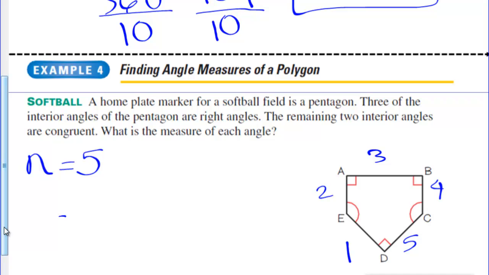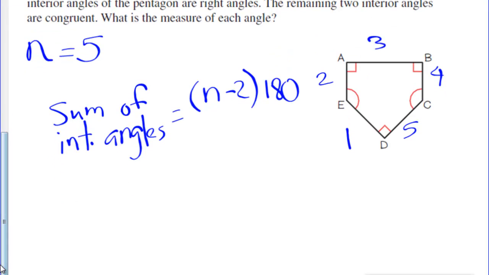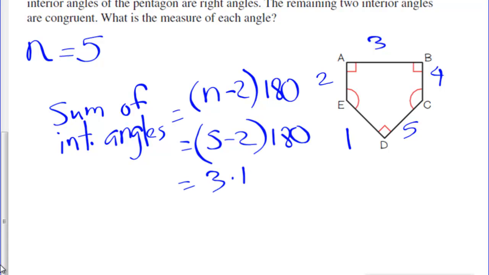So then let's figure out the sum of the interior angles. So it's going to be n minus 2 times 180. All right, so what is n? It's 5. So 5 minus 2 times 180. That gives me 3 times 180. And that gives me 540 degrees.